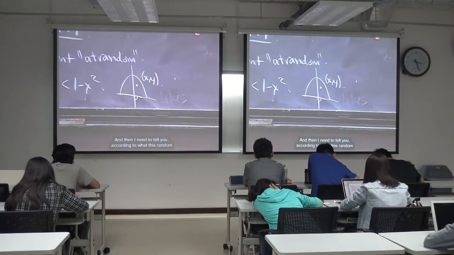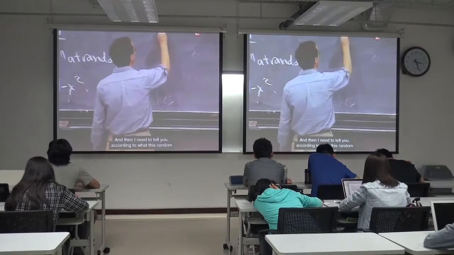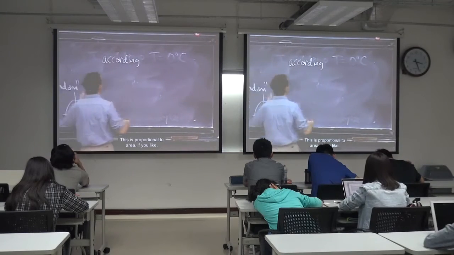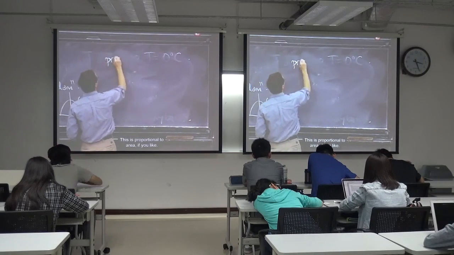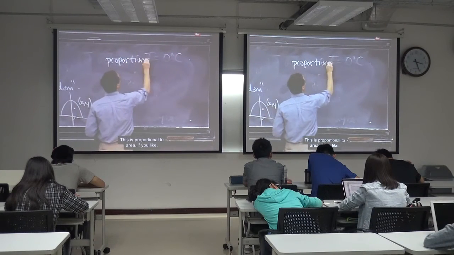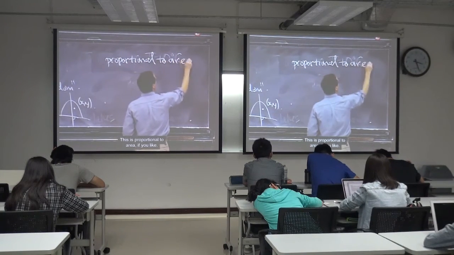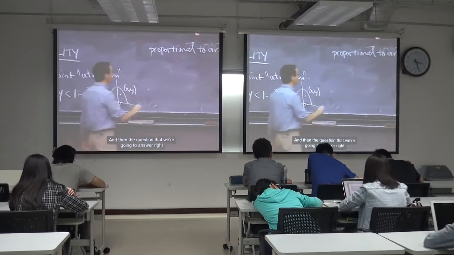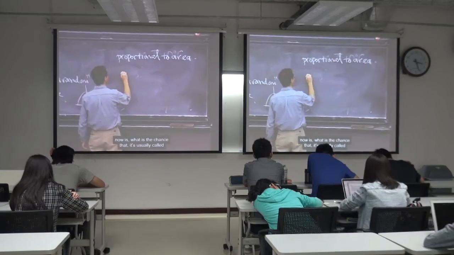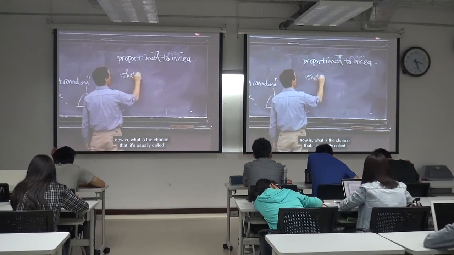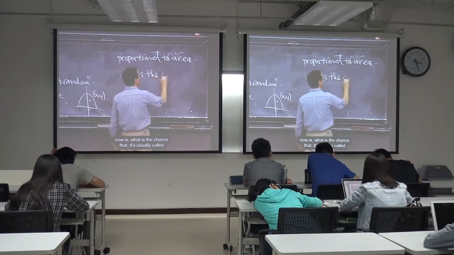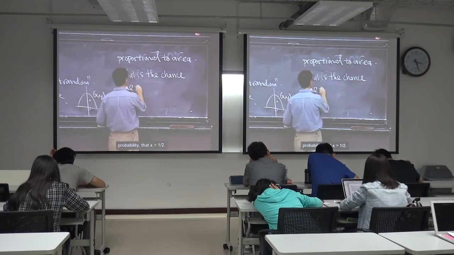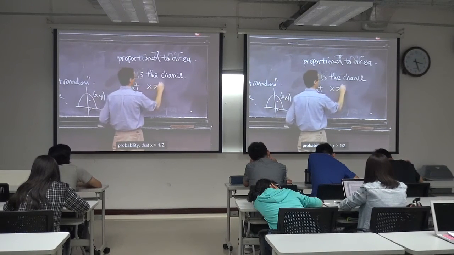And then I need to tell you according to what this random means. This is proportional to area. So area inside of this section. And then the question that we're going to answer right now is, what is the chance that, or it's usually called probability, that x is bigger than half?